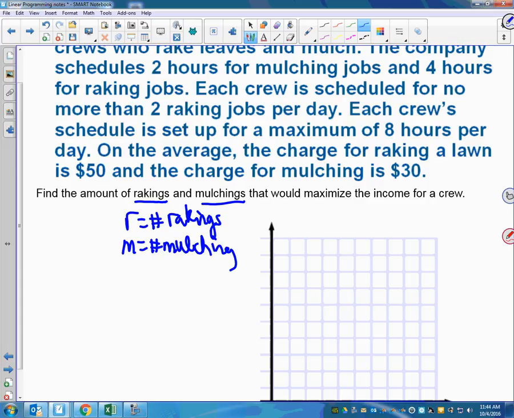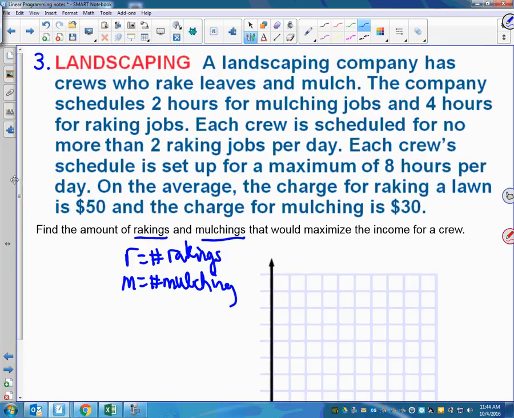The other thing that I like to do, if I define my variable, I like to write that equation that I'm trying to maximize or minimize first, because it helps me know what I'm not going to use to write an inequality with. So we're trying to maximize the income. So my equation that I'm trying to maximize should have the money part in it. All right, so up here I'm just going to write F of, and I'm going to do alphabetical order. So I'm actually going to do M first and then R because I think it should always be alphabetical order.